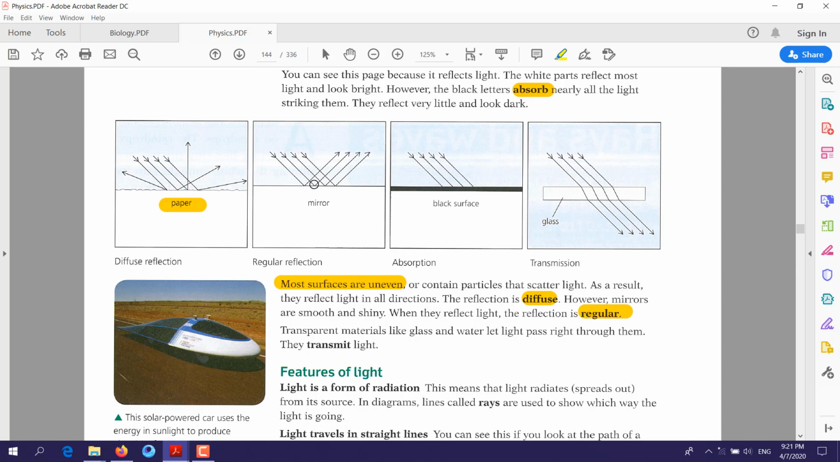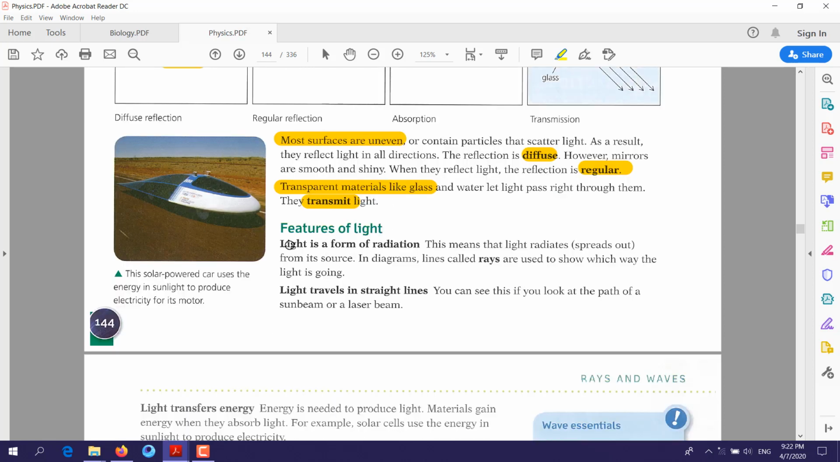So now, if you have a question that says, what is the difference in the reflection between these two surfaces, paper and mirror? You will say in paper, the reflection is diffuse, while the reflection in a mirror is regular. But some materials, transparent materials like glass and water, let the light pass through them. They transmit the light.